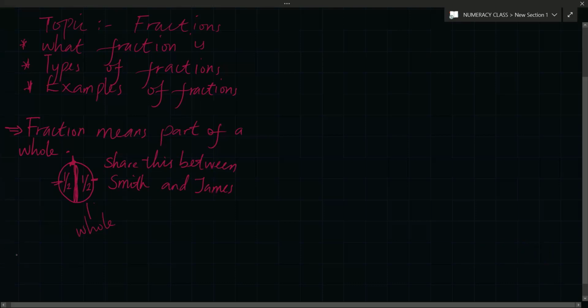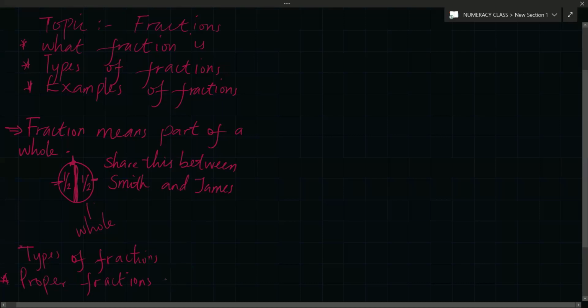Now let's look at the second part of our lesson objective today, which is types of fractions. The first one is proper fractions. The thing about a proper fraction is that the numerator of the proper fraction is always less than the denominator.